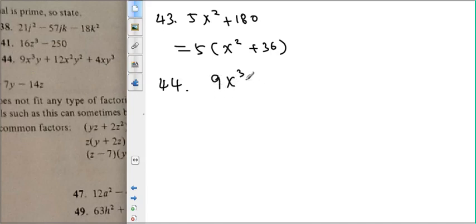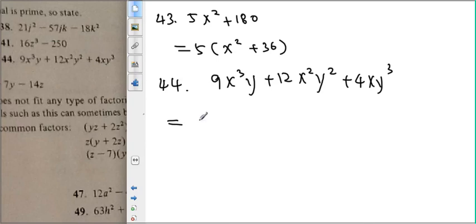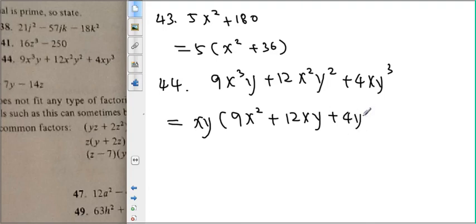9x cubed y plus 12x squared y squared plus 4xy cubed. Similar to question number 42, I believe. We can factor out xy first. Then we get 9x squared plus 12xy plus 4y squared.